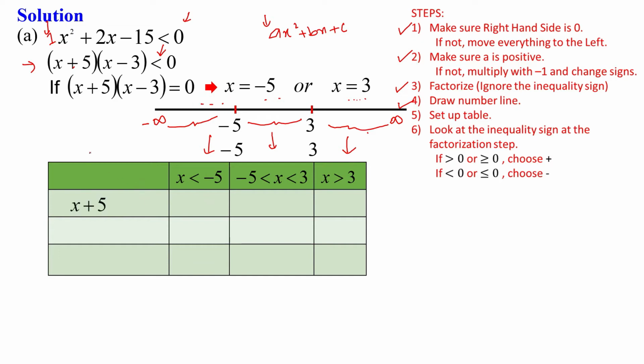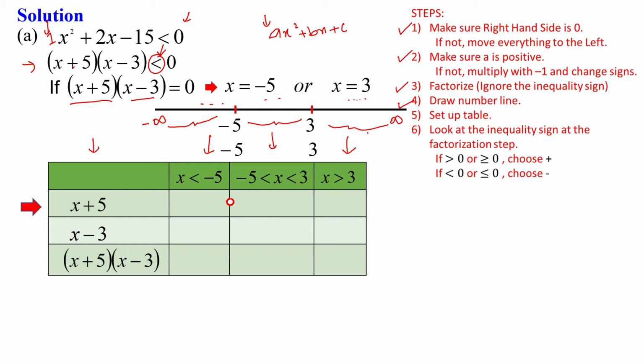Next, add the columns. The first column should be your factors. Your first factor is x plus 5 and your next factor is x minus 3. Your final row would be the combination of these factors. You can start by drawing this empty circle here. Why is it empty circle and not dense circle? It's because our inequality sign here does not have an equal sign. So that's why it's just empty circle and not a dense circle.